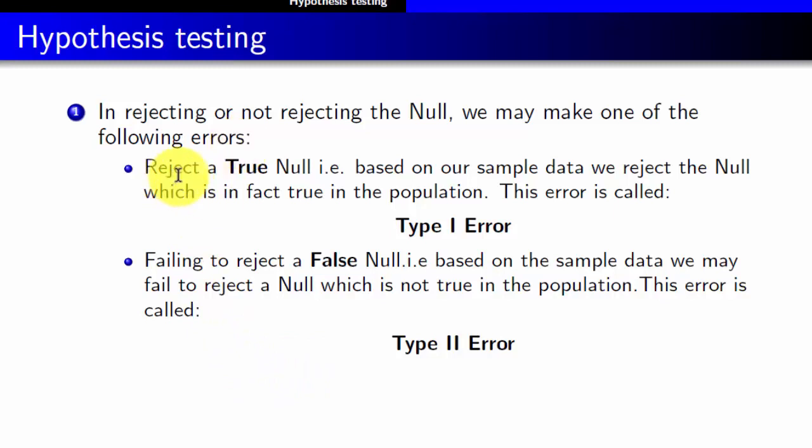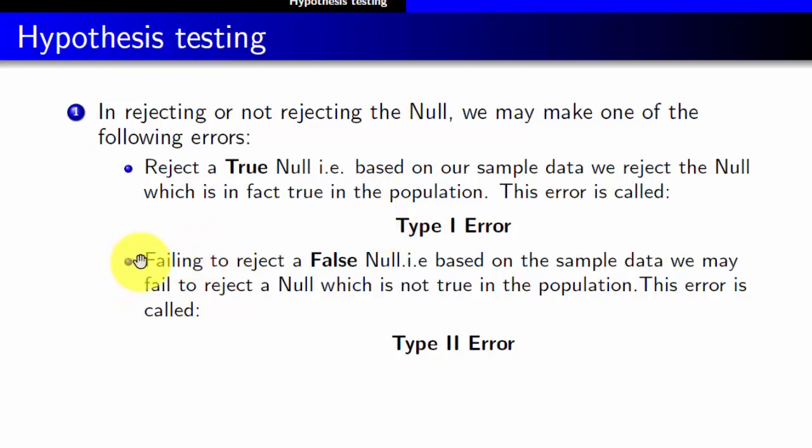First, we may reject a null hypothesis which is true. In other words, based on our sample data, we may reject a null hypothesis which is true in the population. Here you see we are making a mistake. In statistics, we call this mistake a type 1 error.